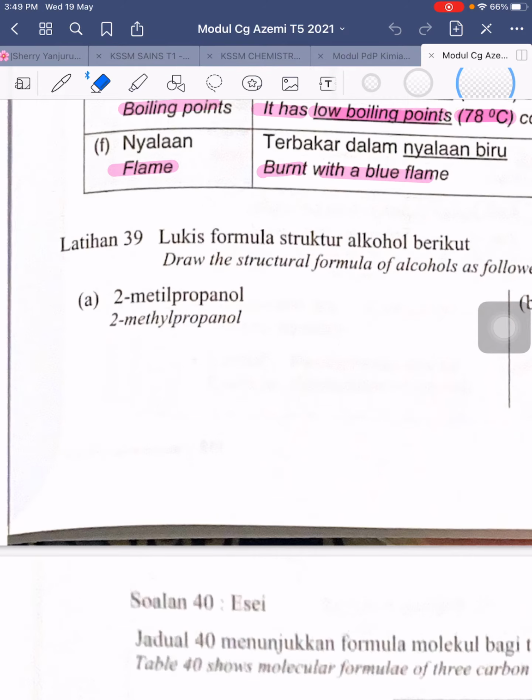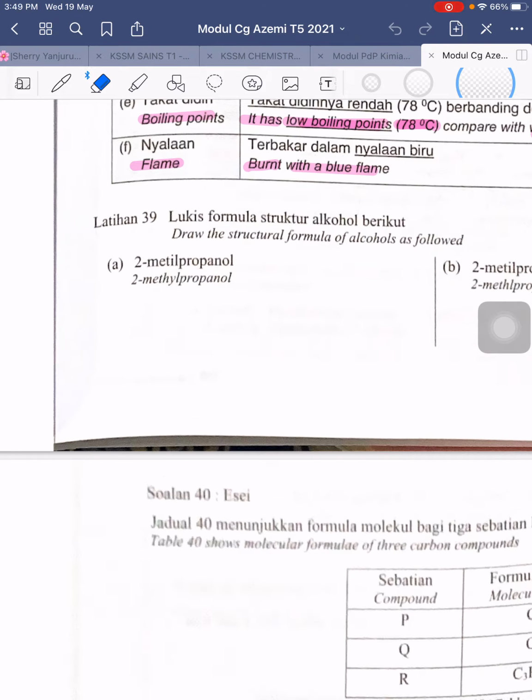Hello class, about this question, latihan 39. Draw the structural formula of alcohols as followed.